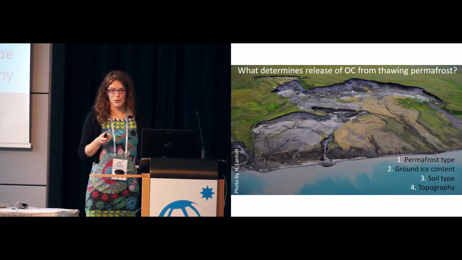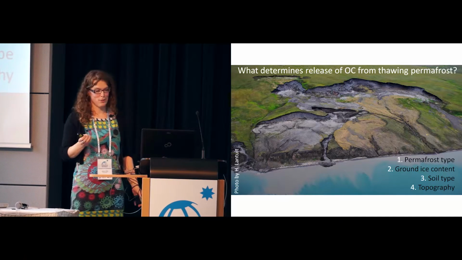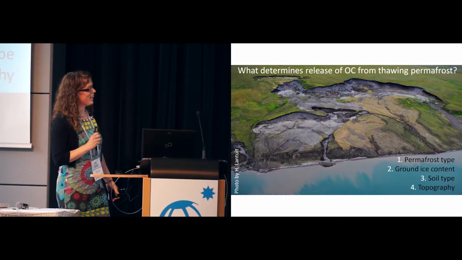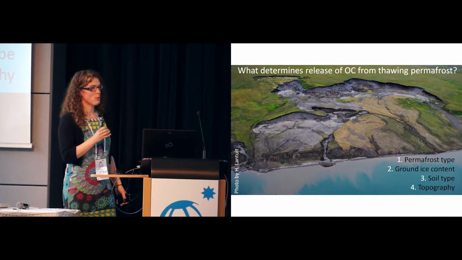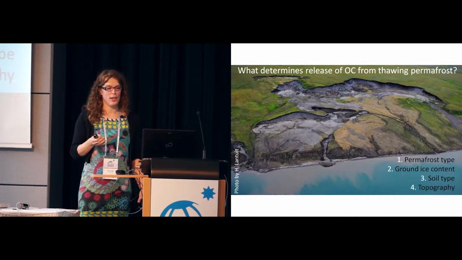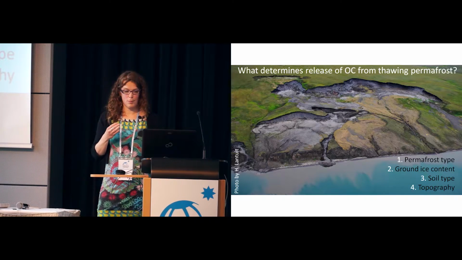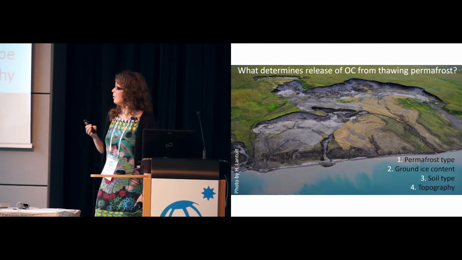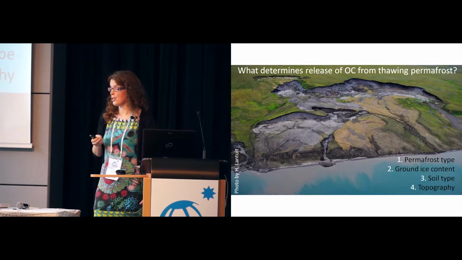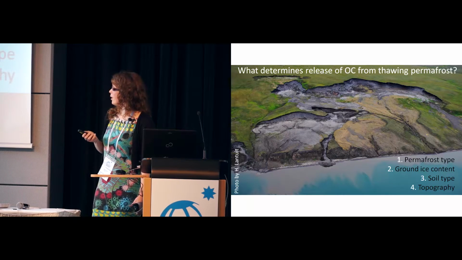So I think everybody's familiar with this, Hugues' favorite field site. I'm going to say a few more words about what actually determines the organic carbon release from thawing permafrost. And I think there are probably four main factors to consider: permafrost type, the amount of ground ice, the topography, and soil type.